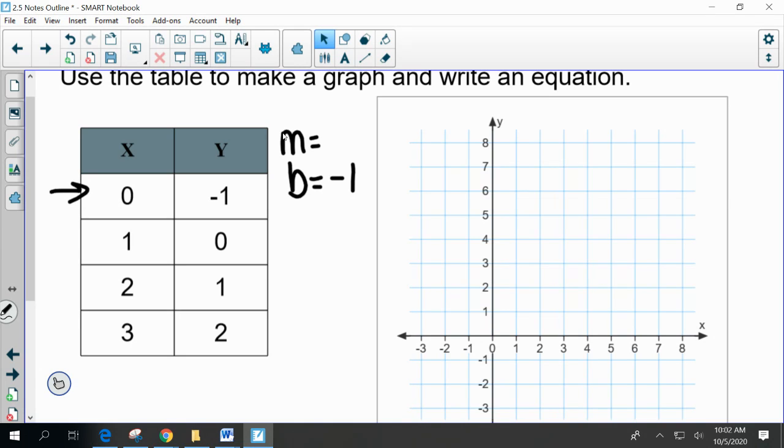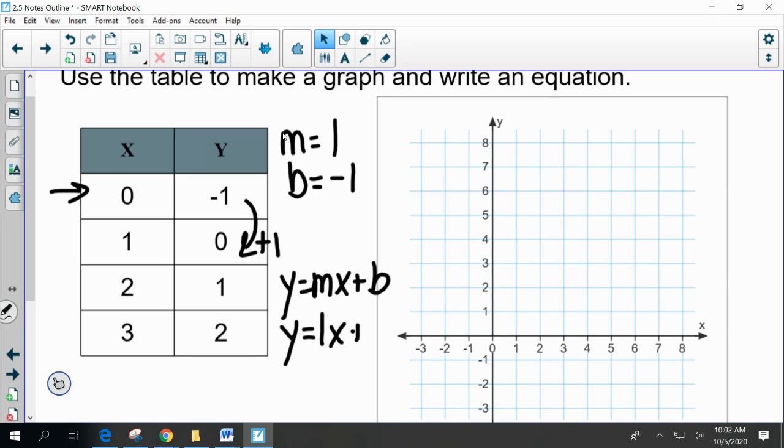Okay, now look for your pattern. What's happening on your y-axis, or on your y side of your chart? Okay, so you're adding 1 every time. So my m would be 1. Then I'm going to build my equation. So y equals mx plus b, and plug in my m and b. So y equals, m is 1, 1x, and b is -1, so plus -1.